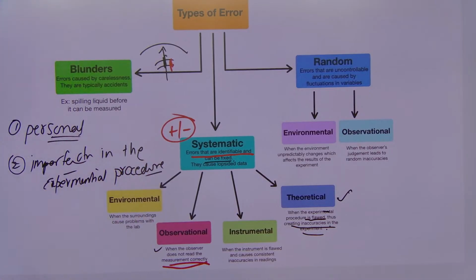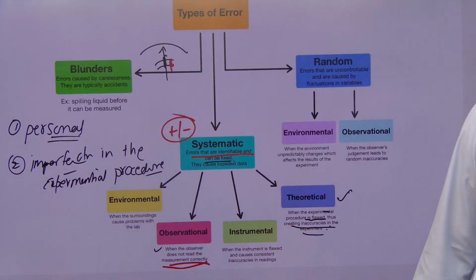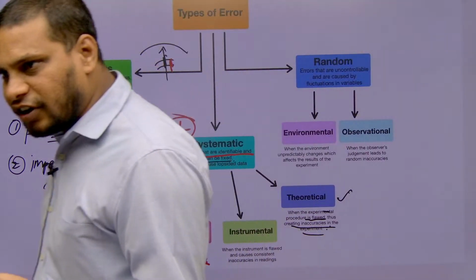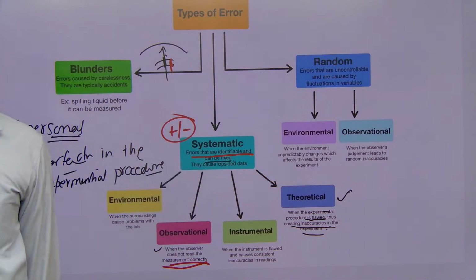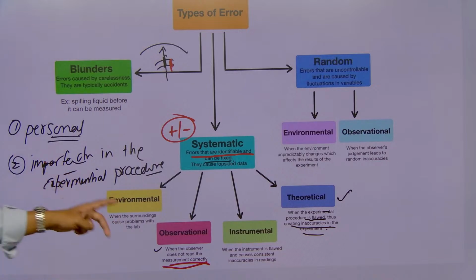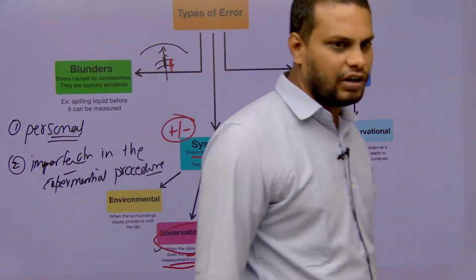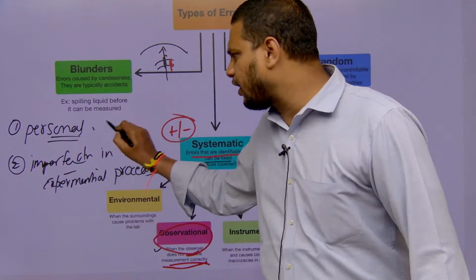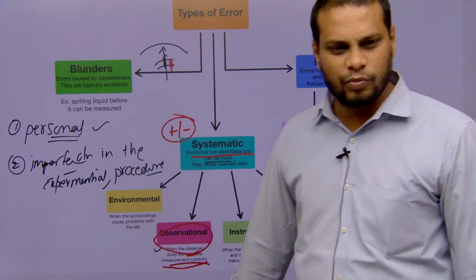Clear? Imperfections in the experimental procedure. In systematic errors we may get personal errors, first type. Next, imperfections in the practical procedure, or that can be taken as theoretical procedures also. Personal errors may come under the observational errors. Are you clear? What I am going to write here, you write this, no problem. Both are same only. You can write down even these points also.